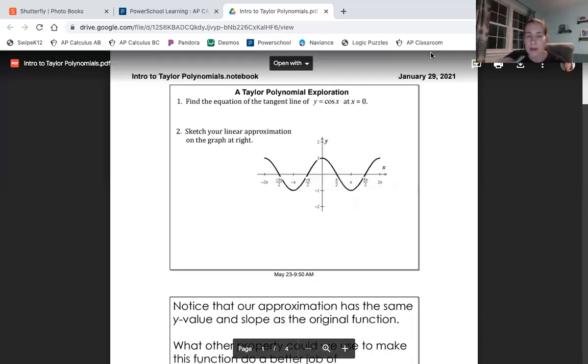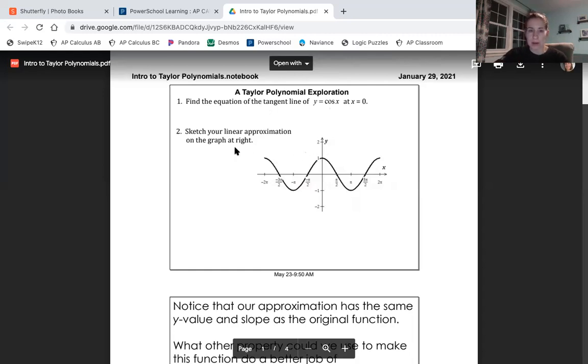Okay, so today what we're going to be doing is we're going to start talking about Taylor polynomials. A Taylor polynomial is a polynomial equation that approximates any function that we want it to. What we're going to attempt to do today is write a polynomial that is going to approximate cosine.